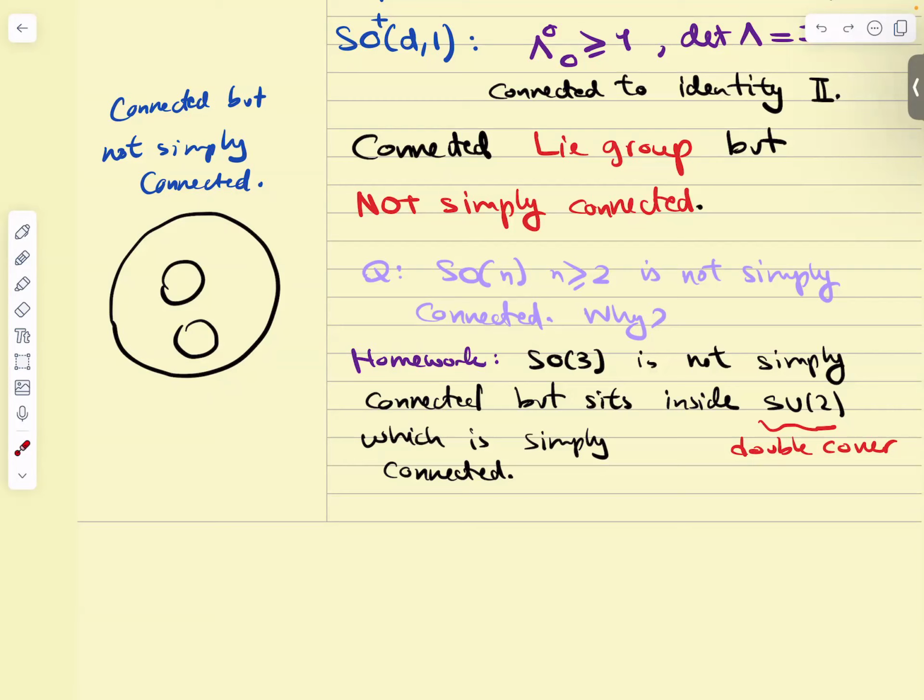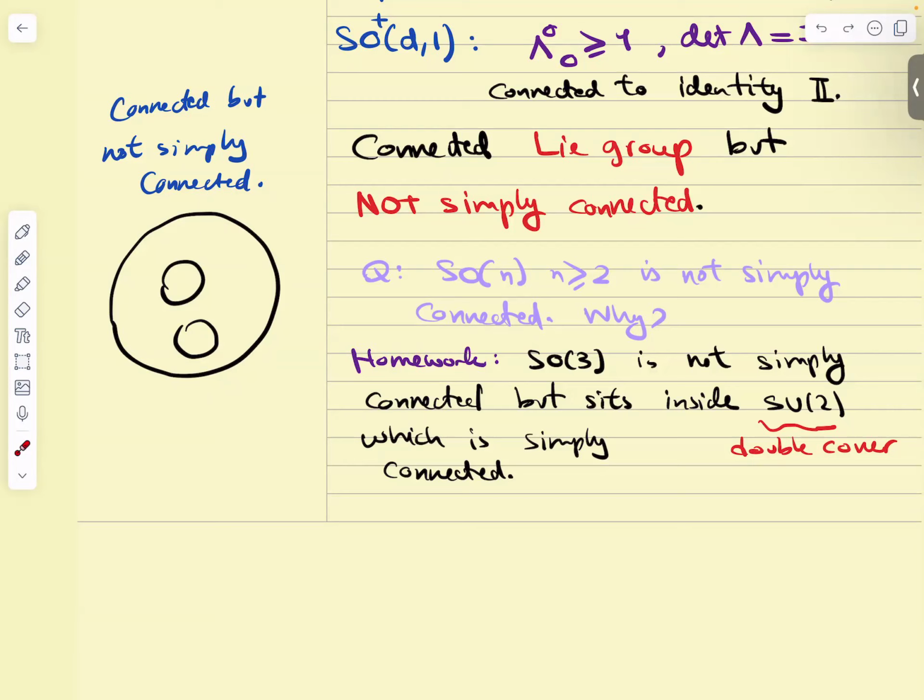All right. Now, good. So SO(3) is connected, but it's not simply connected. It sits inside SU(2), which is connected and simply connected. These are things you could check for yourself. It's very easy. SU(2) is a double cover of SO(3). We'll get there. Hopefully, maybe in your homework.